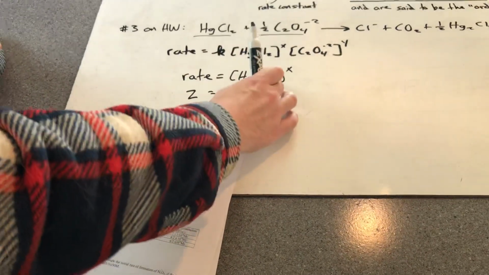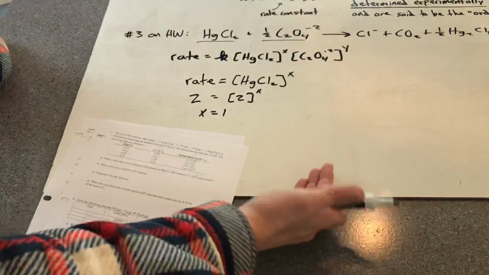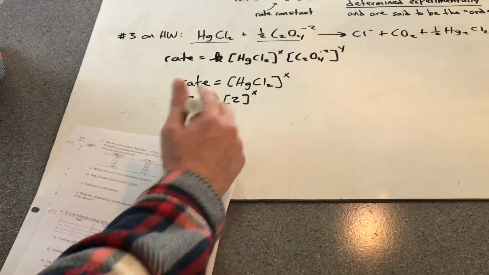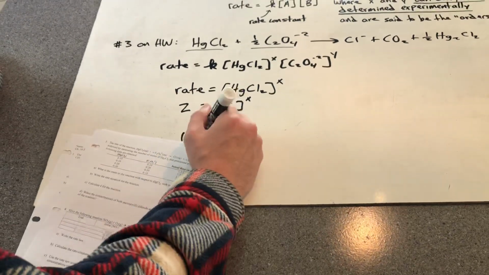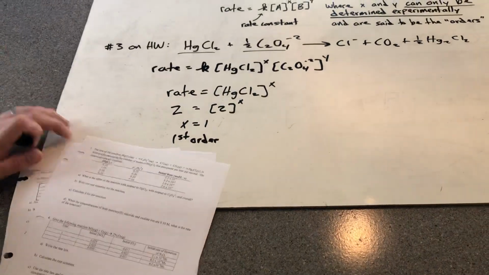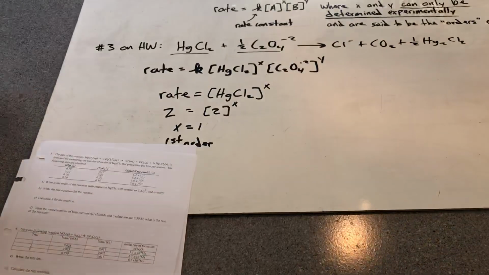So if I double the concentration here, I expect the rate to double. If I triple the concentration here, I would expect the rate to triple, etc. So we would say that HgCl2 is first order because x is equal to 1. Now we're going to do the same thing for C2O4 minus 2 in order to obtain the y exponent.